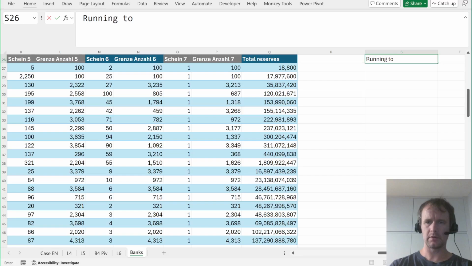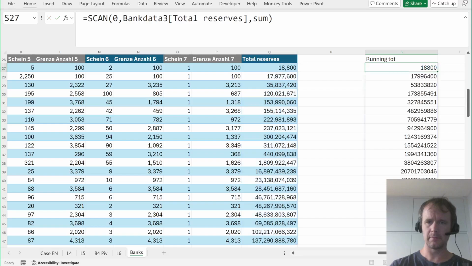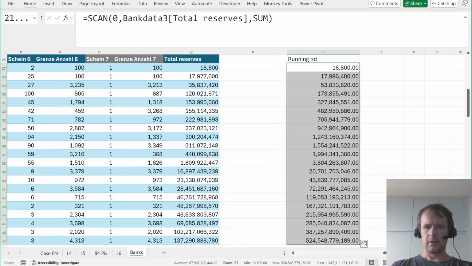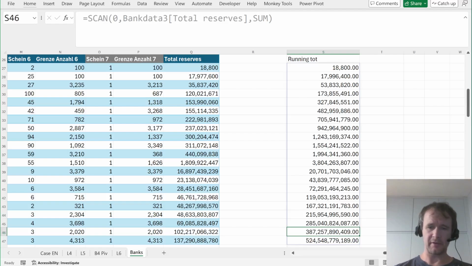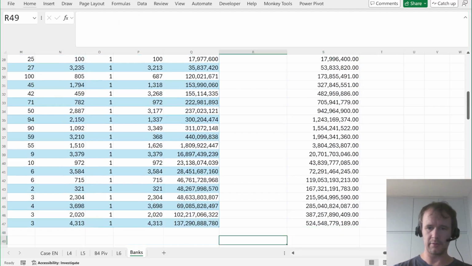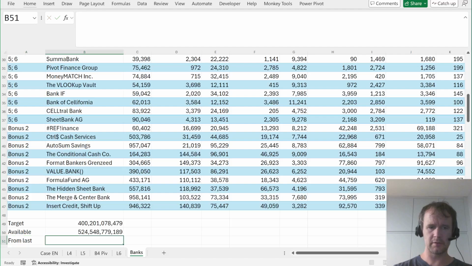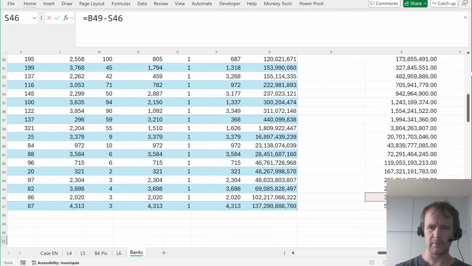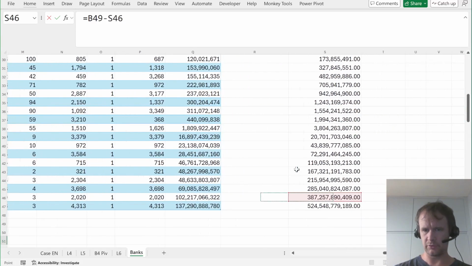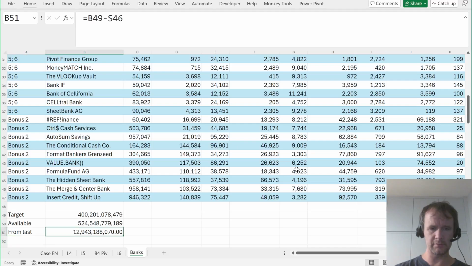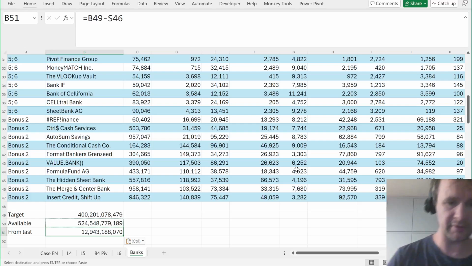So then we're going to running dot scan 0. So you're basically going to take everything out of every bank except the last one, and then you're just going to withdraw the balance from the last one. So from last is going to be this. No, sorry. Yes, this minus this. So you've got 387 trillion or whatever that is out of the first bunch. So then you need to get 12 trillion or whatever that is out of the last one.